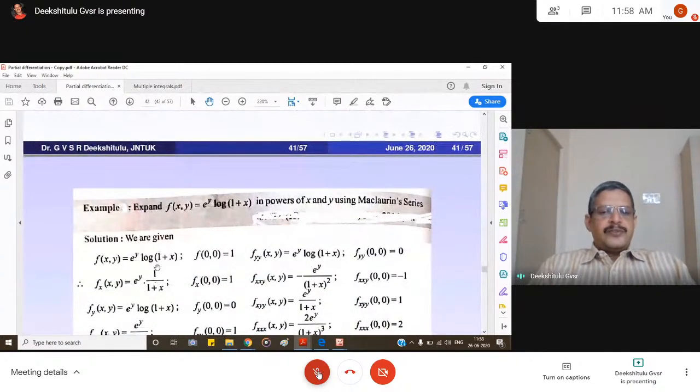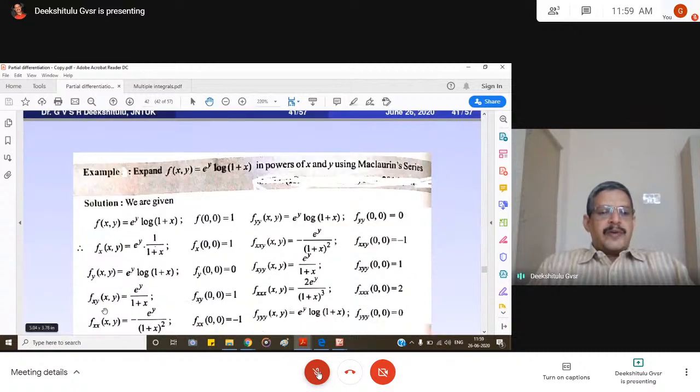f of 0, 0, put x is equal to 0, y is equal to 0, log 1 becomes 0. So this is, I'm sorry, this is 0. Some mistake here. Must be 0. Okay. So dou f by dou x is e power y into derivative of log of 1 plus x, which is 1 by 1 plus x. You put 0 and 0, you get 1. Dou f by dou y. So log of 1 plus x is a function of x, so derivative of e power y is e power y into log of 1 plus x. When you put y is equal to 0, x is equal to 0, log 1 becomes 0.